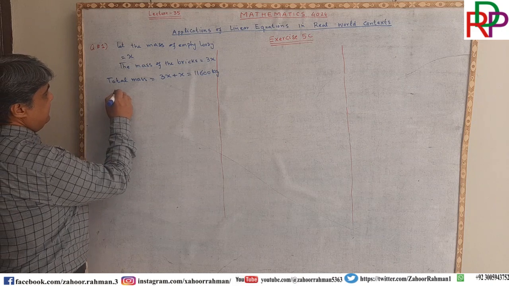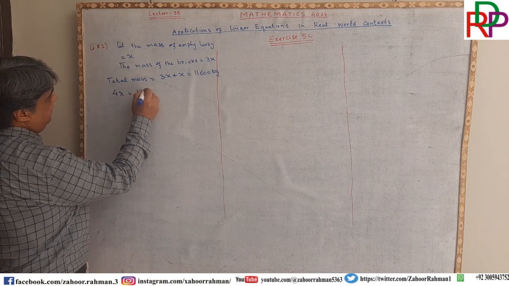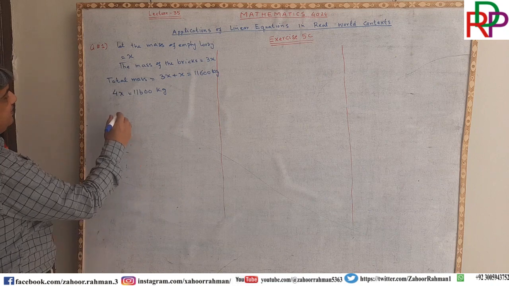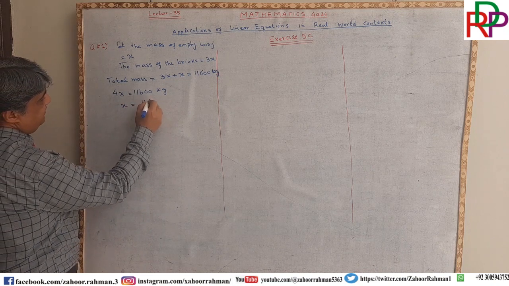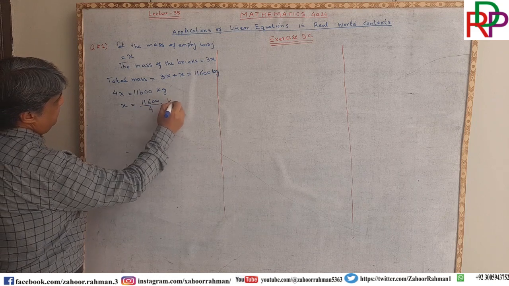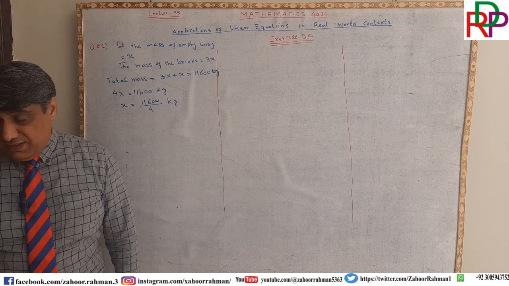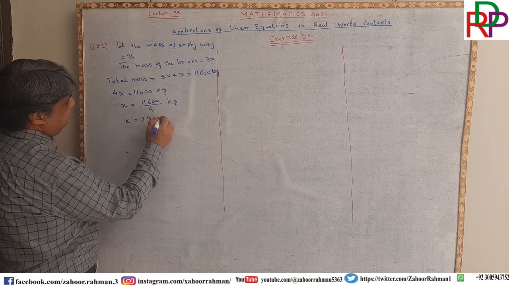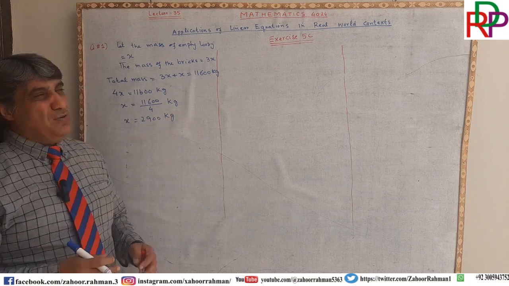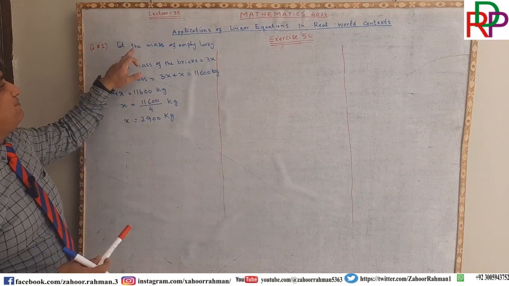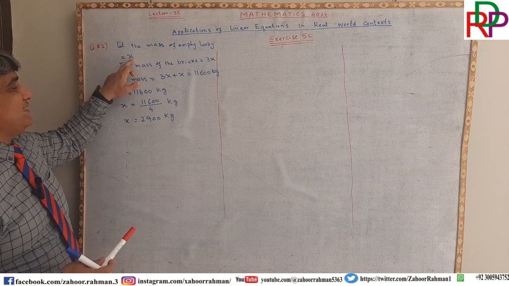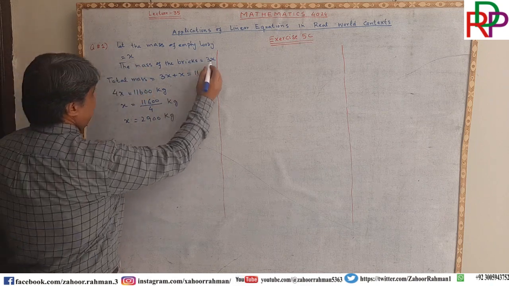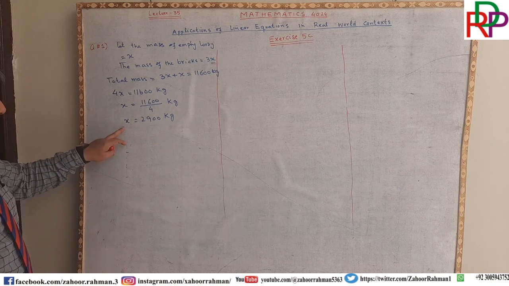So it means that on the left side 4x is equal to 11,600 kg. Dividing both sides by 4, 11,600 divided by 4 kg. And when we divide it, it will give us 2,900 kg. Now, we supposed that the mass of the empty lorry is x. But we have to find the mass of the bricks. So we have to put in this x the value we found. This is not the ultimate answer.